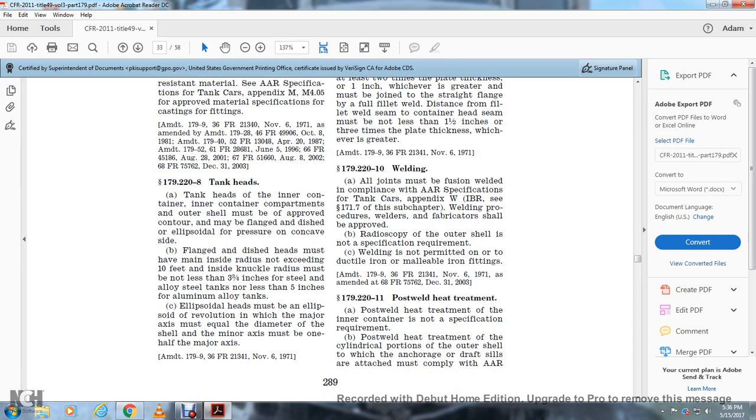179.230. Welding. All joints must be fusion welded in compliance with the AAR Specifications for Tank Cars, Appendix W, and 49 CFR 171.7 of the subchapter. Welding procedures, welders, and fabricators must be specially approved. Radiography of the outer shell is not a specification requirement. Welding is not permitted on or to ductile iron or malleable iron fittings.